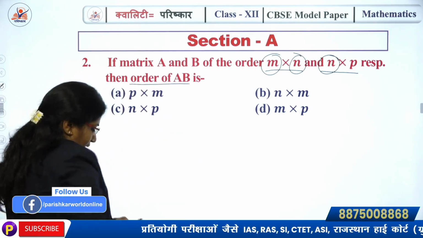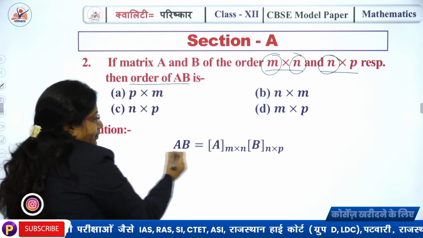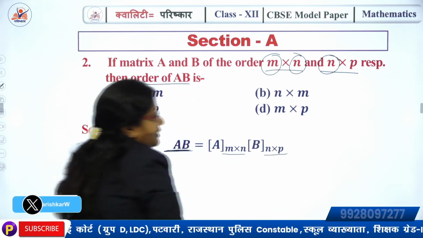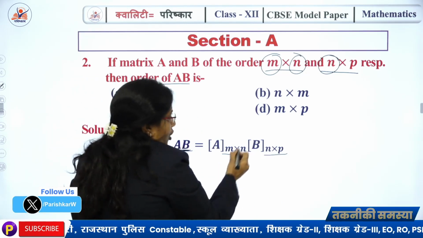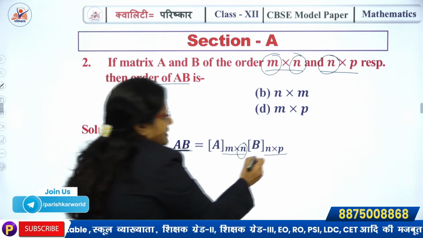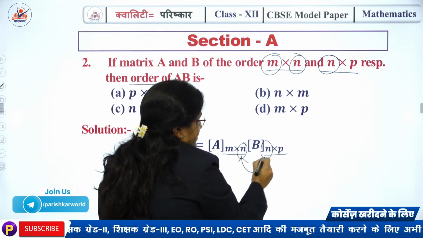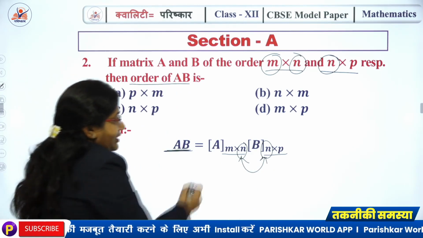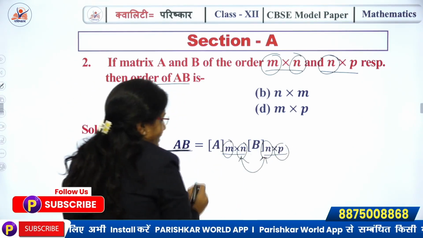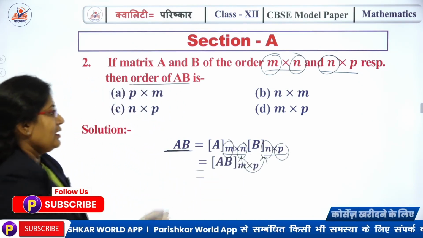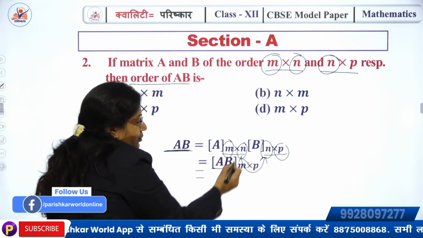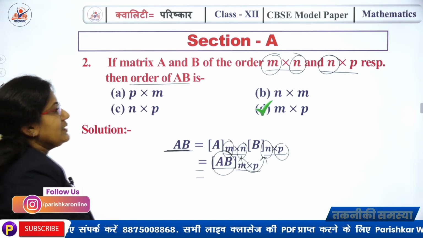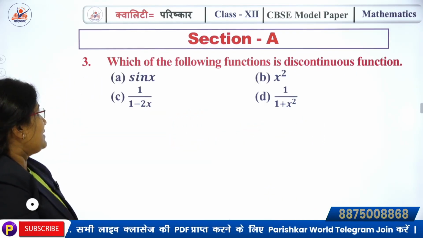Students, we have a condition that if AB is the product of matrices A and B of order m cross n and n cross p, then the condition says that the number of columns in the first matrix and the number of rows in the second matrix must be equal. So this condition is satisfied. That means we can multiply both matrices, and the remaining part, that is m and p, is the order of the product matrix AB. The order of AB is m cross p. So the right option is option D, m cross p. Let's come to the third question.